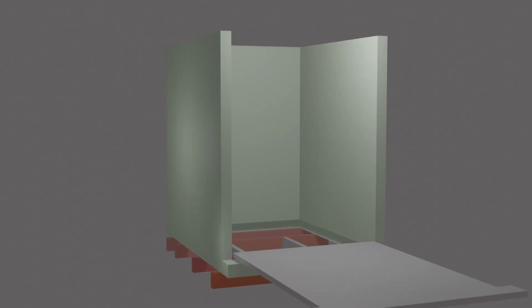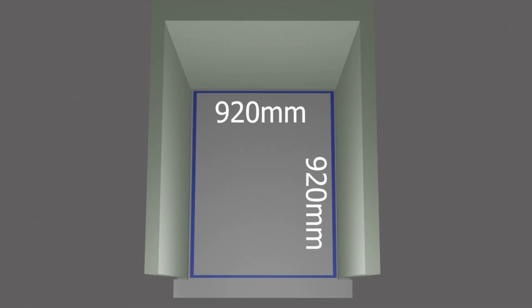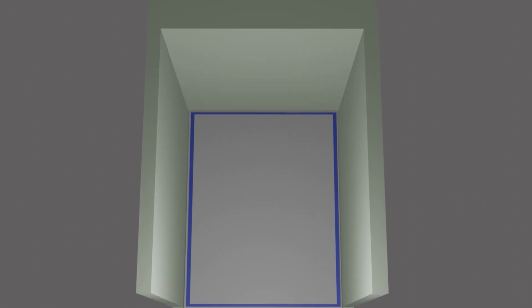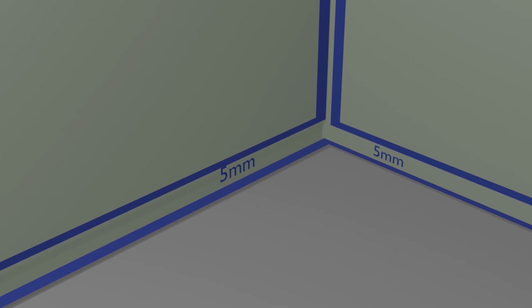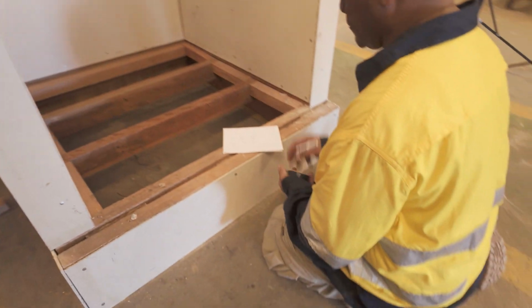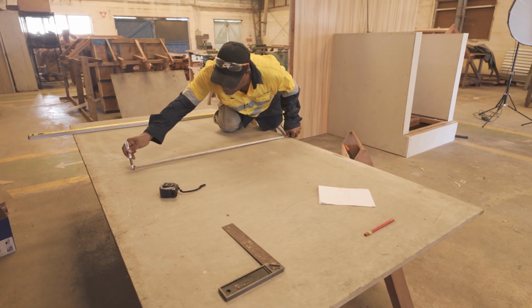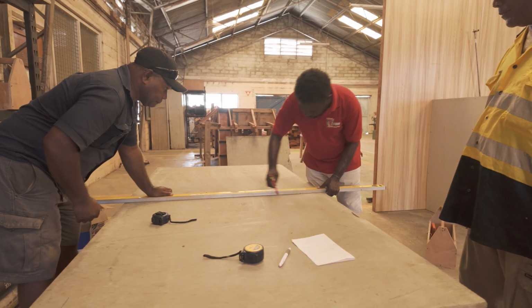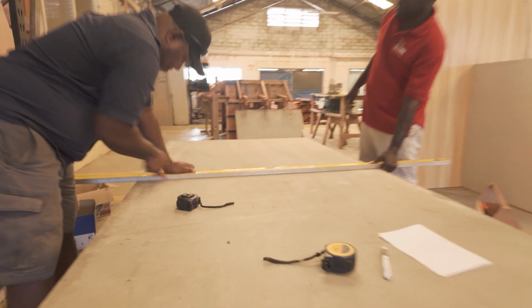The standard size of a bathroom floor is 900 by 900. So my design is 920 by 920, because I allow 5mm at each joint where I grout. I take the measurement of the surface area, then transfer the measurement onto this Viva board before cutting and installing on top of the floor joists.